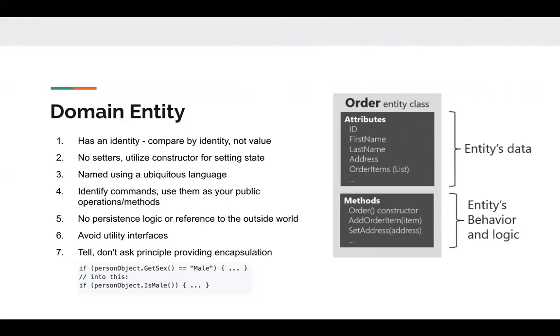Number 5, no persistence logic or reference to the outside world. We kind of talked about that earlier on the relationships.